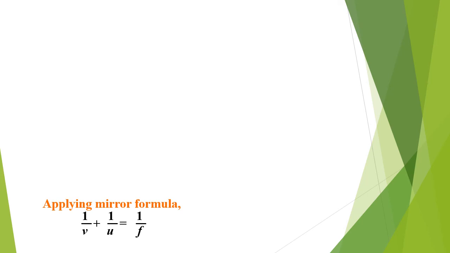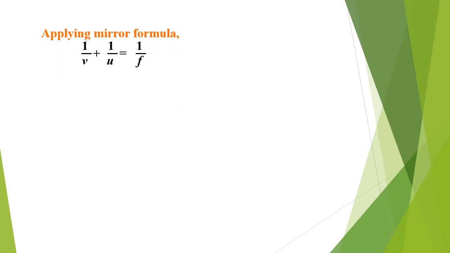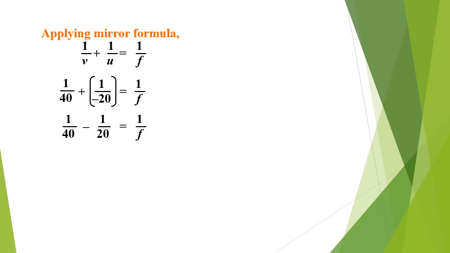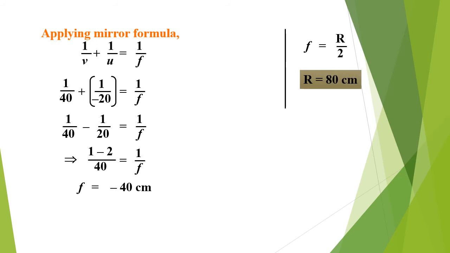Applying the mirror formula, 1 by v plus 1 by u is equal to 1 by f. 1 by 40 plus 1 by minus 20 is equal to 1 by f. 1 by 40 minus 1 by 20 is equal to 1 by f. By solving this, we are getting 1 minus 2 divided by 40 is equal to 1 by f. That gives rise to f value as minus 40 centimeter. See, f is equal to r by 2. Therefore, radius of curvature is 2 times of that one, 2 times of focal length. It will become minus 80 centimeter.